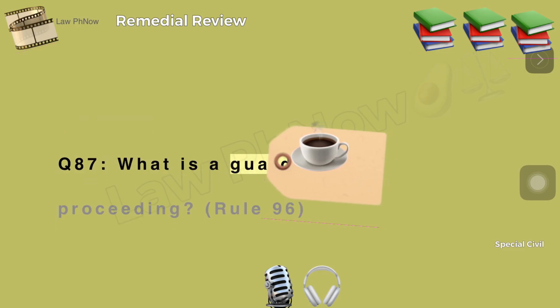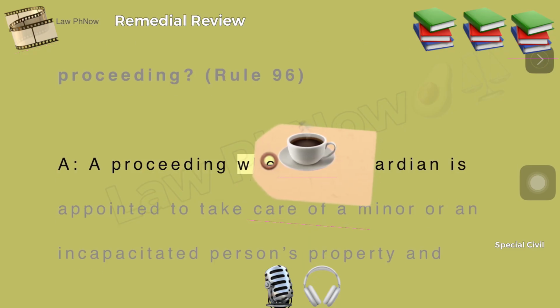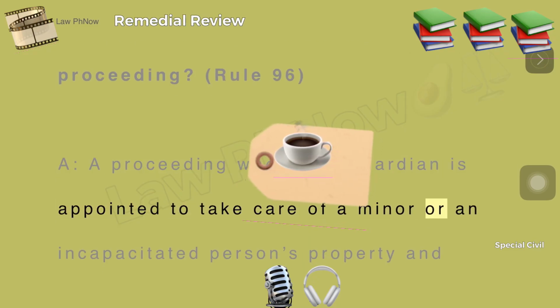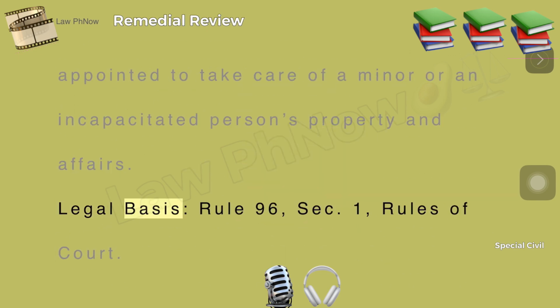Q87. What is a guardianship proceeding? Rule 96. A. A proceeding wherein a guardian is appointed to take care of a minor or an incapacitated person's property and affairs. Legal basis, Rule 96, Section 1, Rules of Court.